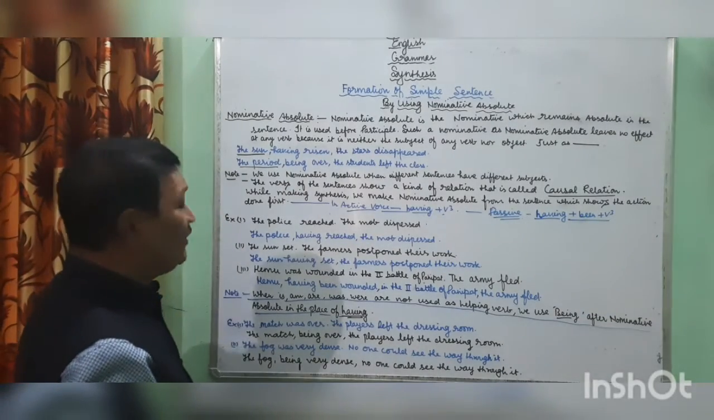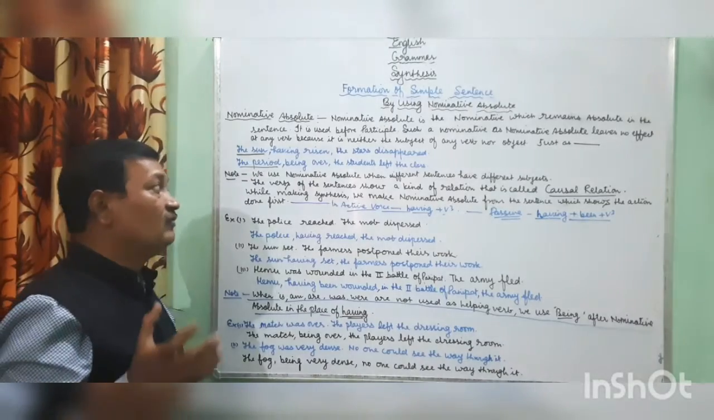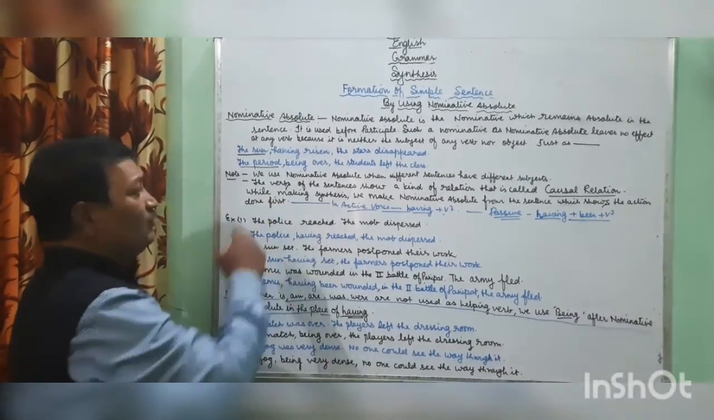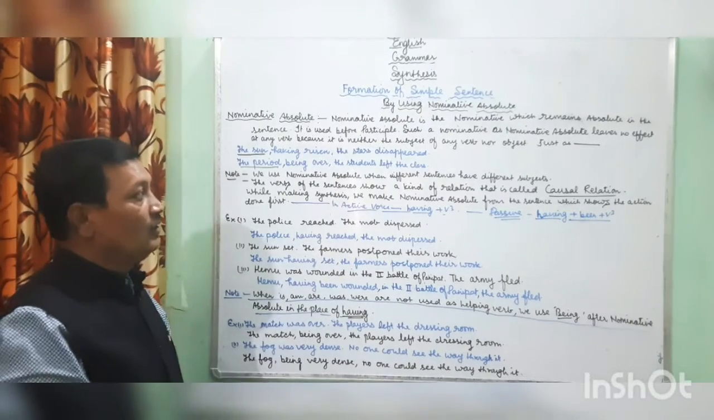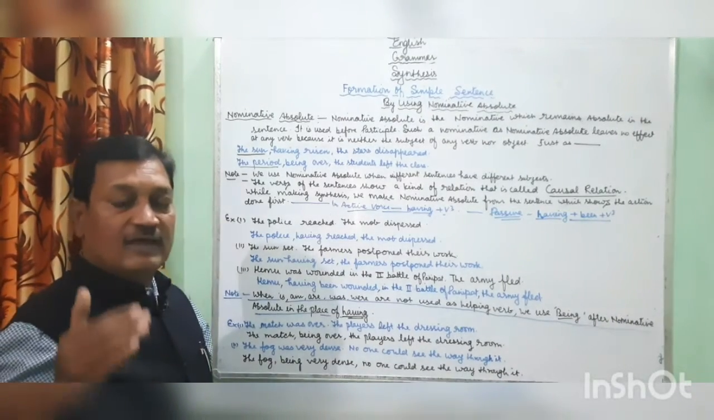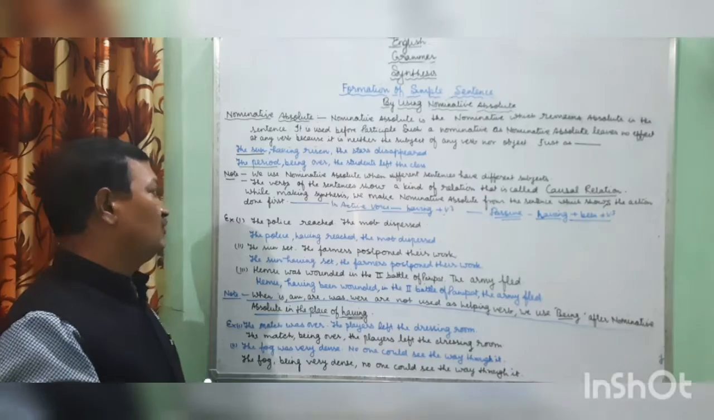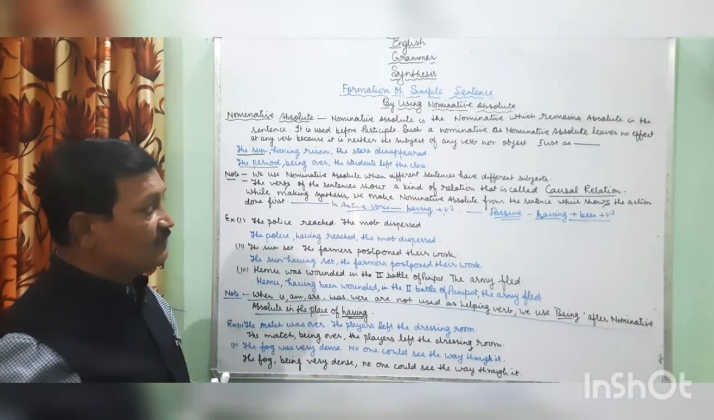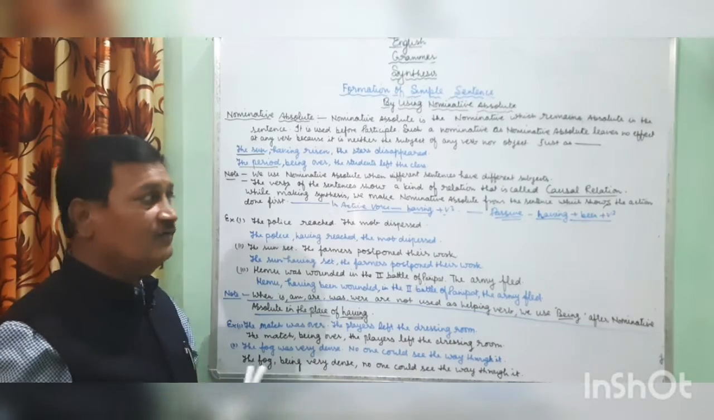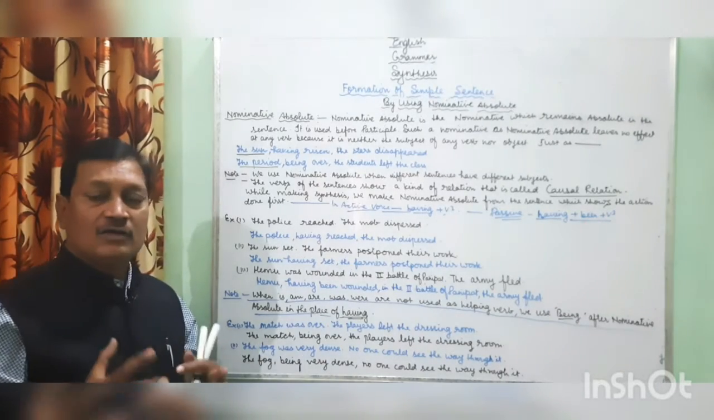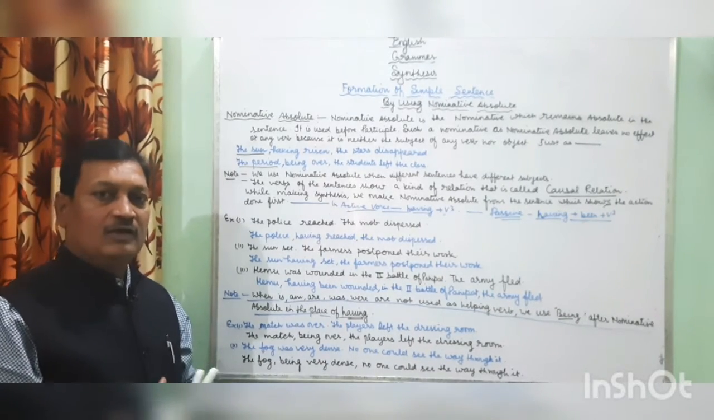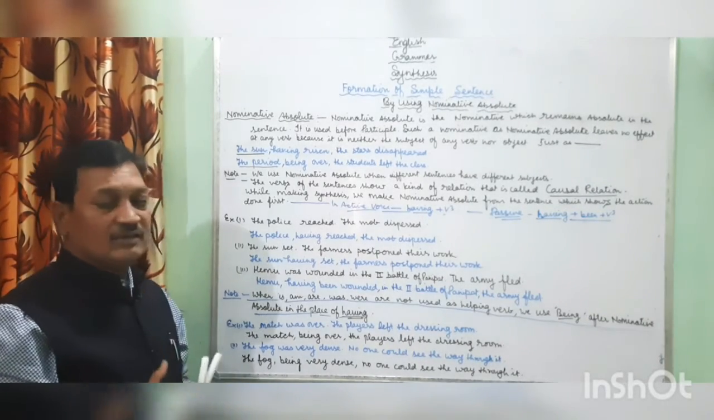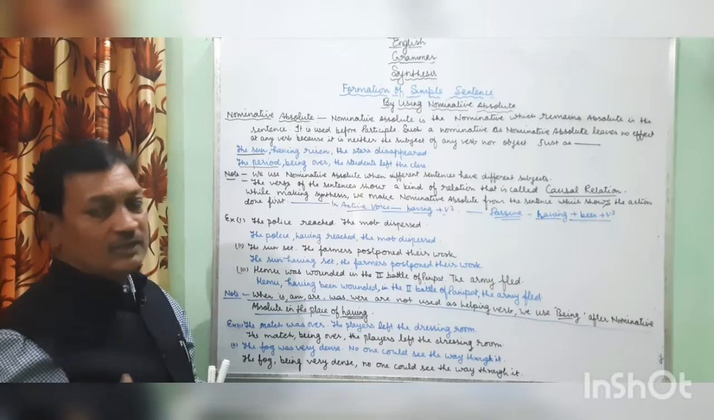Dear students, let's see some more basic things about nominative absolute. Use of nominative absolute: we use nominative absolute when different sentences have different subjects. One thing. Second thing, the verbs of the sentences show a kind of relationship that is called causal relation, relation of cause and result. Okay.